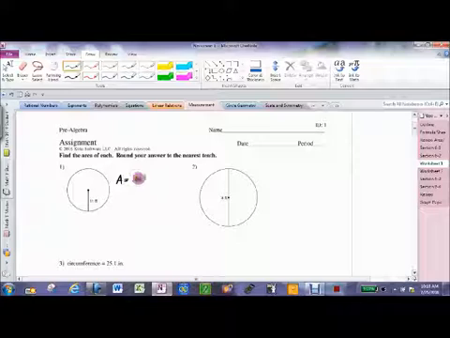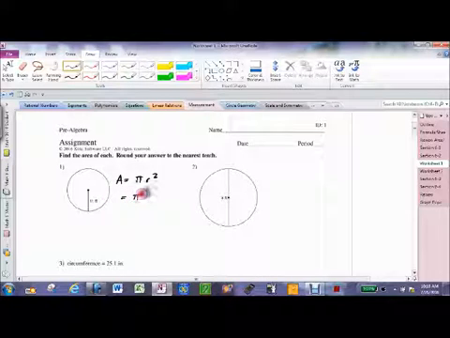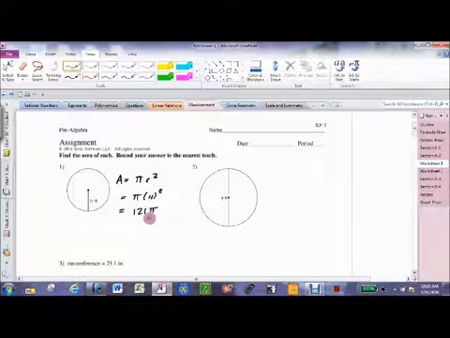Area equals pi r squared. The radius here has already been given to you. It is 11. So it is pi times 11 squared, which is 121 pi, which is whatever that is, somewhere around 363. Somewhere around that. I don't have my calculator going.